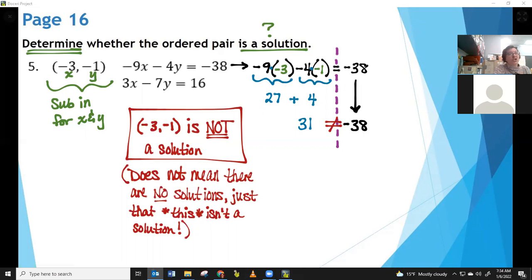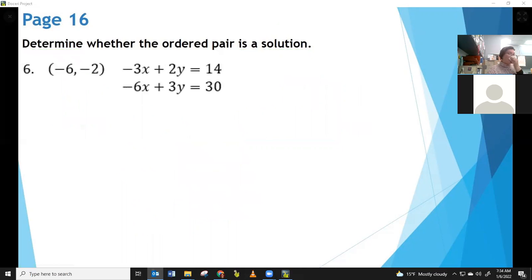All right, I want to do another one just like this. I'm going to put up a system of equations and an ordered pair, and we're going to check to see if it is a solution. All right, I want you guys to copy down the system and the ordered pair. Here it comes. All right. -6, -2 is my ordered pair. And my two equations are -3x plus 2y equals 14 and -6x plus 3y equals 30.